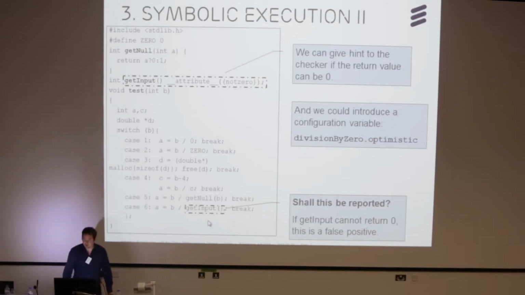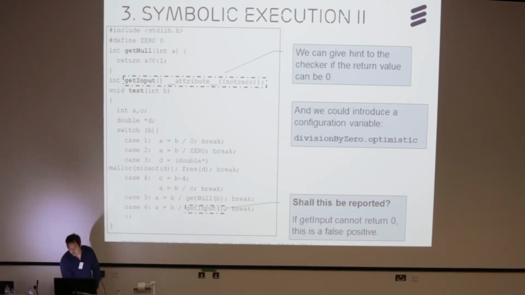Okay, so shall this be reported or not? That's a good question. Actually, if the function cannot return 0, then that would be a false positive. So maybe if I run this on my code and the checker is configured so that it reports every unknown function as one whose return value can be 0, then I may get a lot of false positives. So I may have introduced a configuration parameter to the checker to switch on optimistic or pessimistic. So checkers can have configuration parameters.